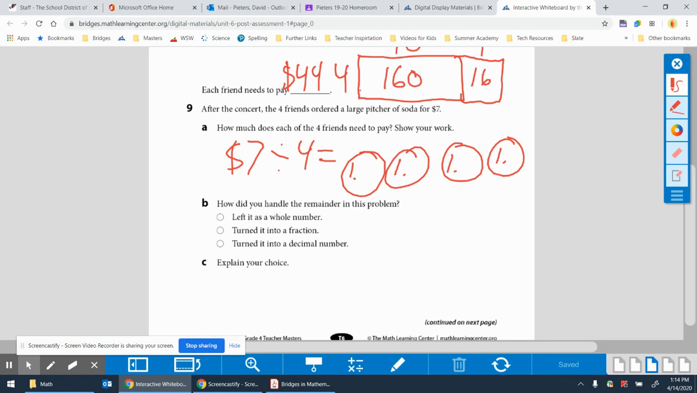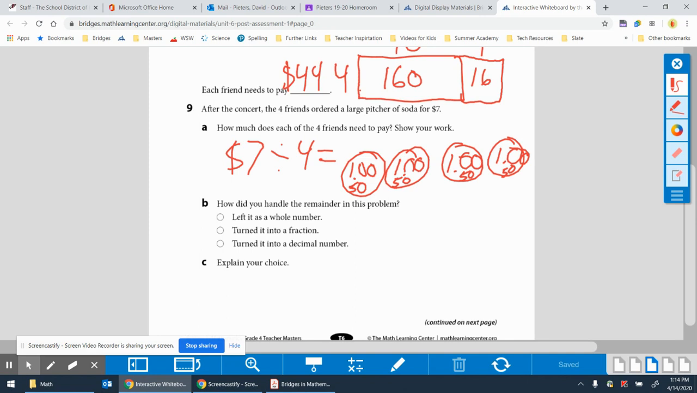Now, what we can look at is we could ask ourselves, okay, what if each friend paid an extra 50 cents? All right, so we have our $1 for each person. Oops, sorry. And then we put 50 cents for each one. So 50 cents plus 50 cents plus 50 cents plus 50 cents, that equals $2 more. So originally we did $1, $2, $3, $4 plus 2 more. We have $6 we've given out. So we have $1 left that we need to split up by 4.